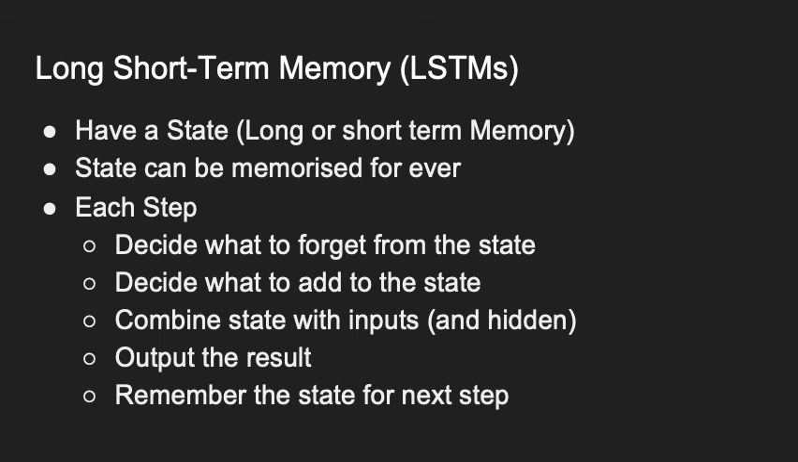Historically, a very successful type of RNNs are LSTMs, or long short-term memory networks. LSTMs are easier to train than more traditional RNNs, and this is mainly due to their specific memory slot called a state. That state allows them to keep something in memory for an arbitrarily long period of time. At each step, the unit decides what to forget from the state, decides what to add to the state, then combines the state with the inputs and hidden representation, outputs the result, and then remembers the state for the next step.